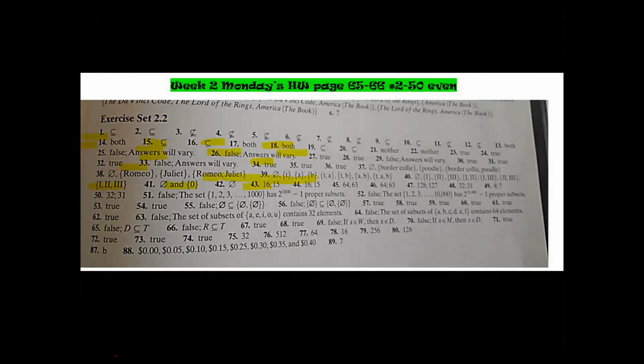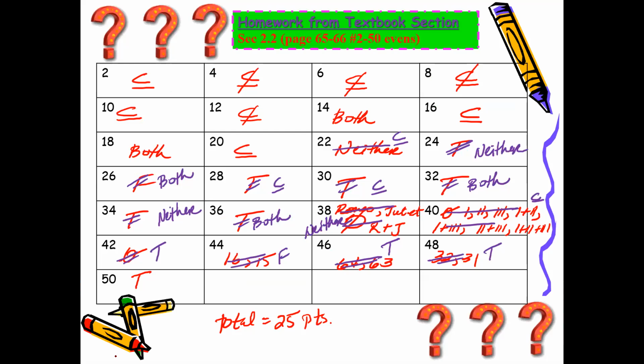Okay, so your homework was to do 2 to 50 evens. That was on Monday, so we went ahead and corrected that. Make sure you guys have that done. You can go ahead and pause it to take a look at the answers.